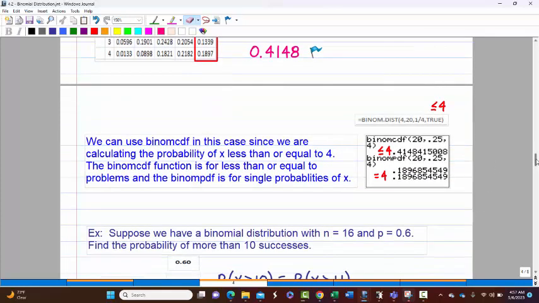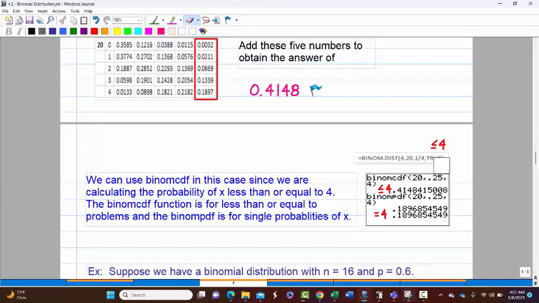I'm not going to retype this one in there, even though it doesn't have the answer next to it, but the command is correct. I'm using Binom dist. I'm using 4, 20, 1/4, but I'm using the true. The true means it will add up less than or equal to 4.